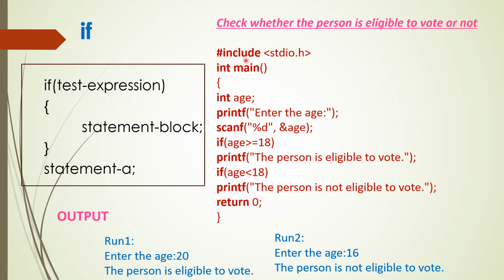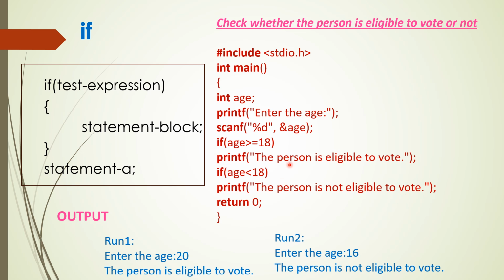For an example of simple if, we can check whether a person is eligible to vote or not. So we'll have the main function, and we include stdio.h. Now the main thing to check whether a person is eligible to vote or not is their age. So int age, we get it and print it. To check, we write if age is greater than or equal to 18, then we print that the person is eligible to vote. If the age is less than 18, then the person is not eligible to vote.